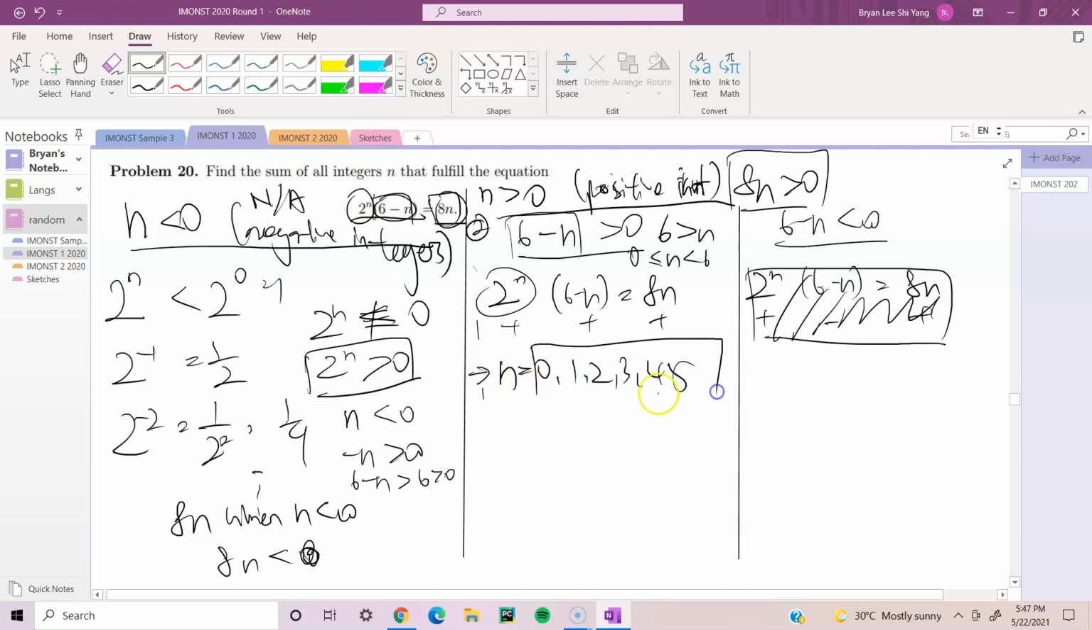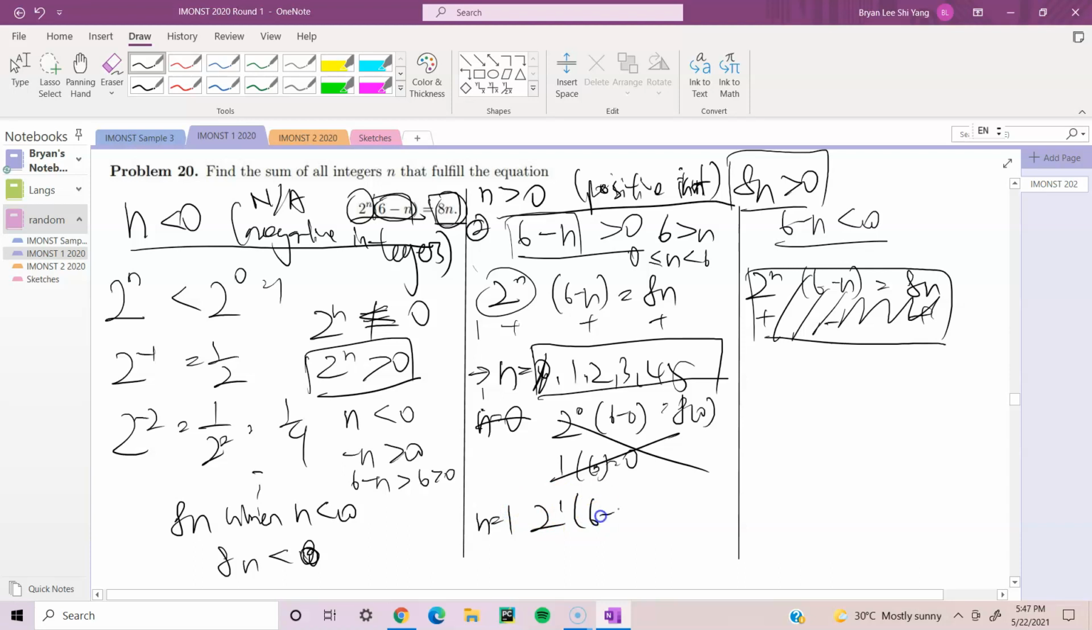Now, since we have eliminated so many cases and we have 6 cases left, the only thing we have to do is just plug in one by one, right? So if we plug in n equals to 0, then we will have 2 to the power of 0 times 6 minus 0 equals to 8 times 0. So we will have 1 times 6 equals to 0, which is not correct, obviously, so this is not applicable. n equals to 1, 2 to the power of 1 times 6 minus 1 equals to 8 times 1. So we have 2 times 5 equals to 8. Again, wrong, so this one is also not applicable.